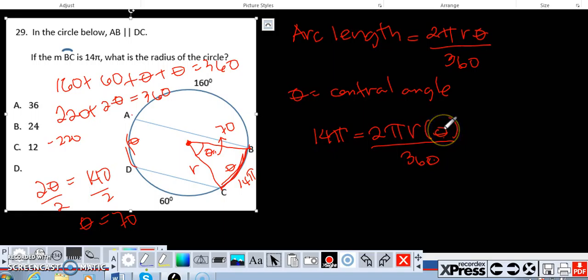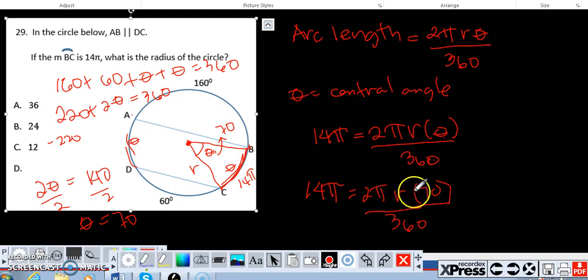That's what we put in here. Now we have 14 pi is equal to 2 pi r times 70 divided by 360. So you can cross multiply. We want to find r.